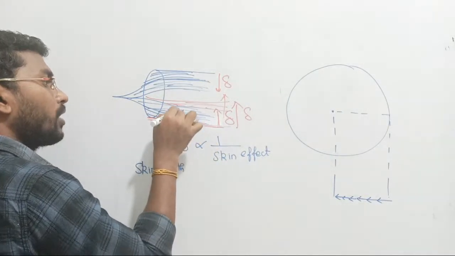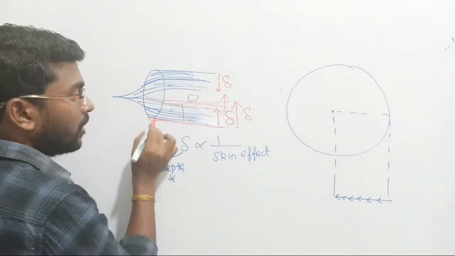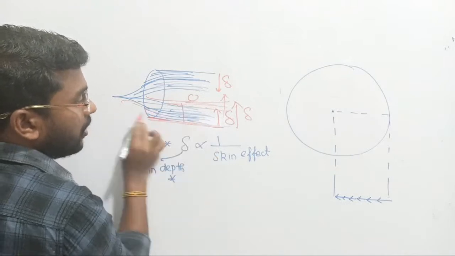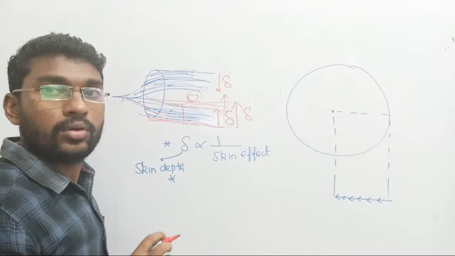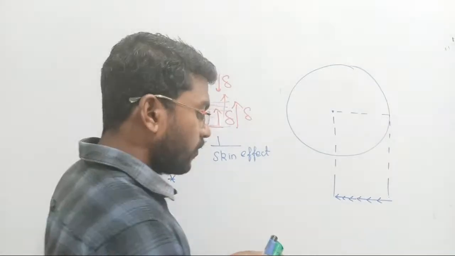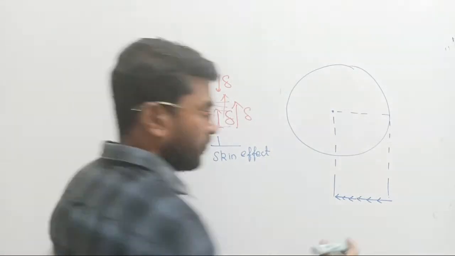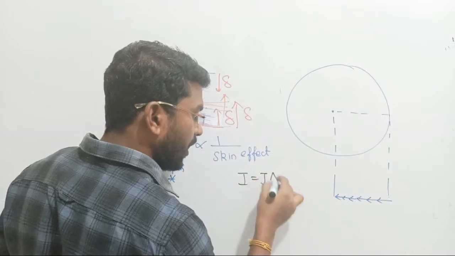As you go inside, current density keeps on decreasing and at last will become zero ampere. In the outer surface maximum current will be contributed, whereas in the inner surface current is going to be zero. So if I draw the waveform from here to here, it will become like this. We all know current will become J times A.